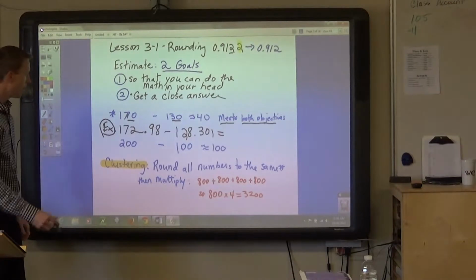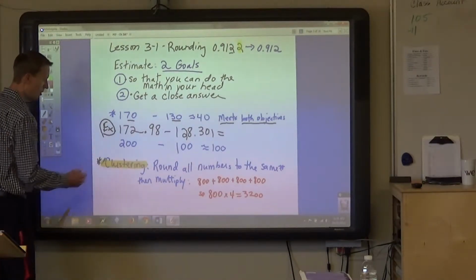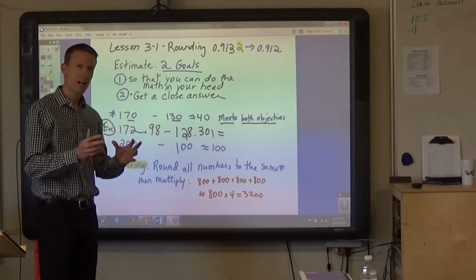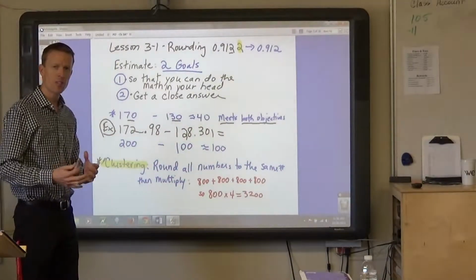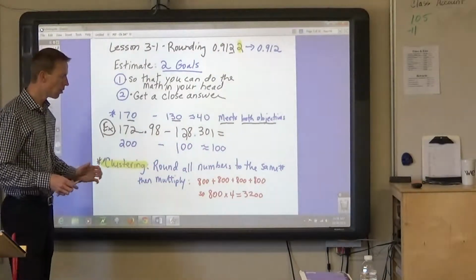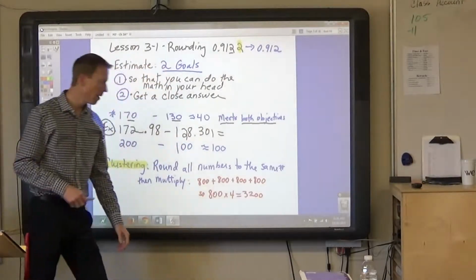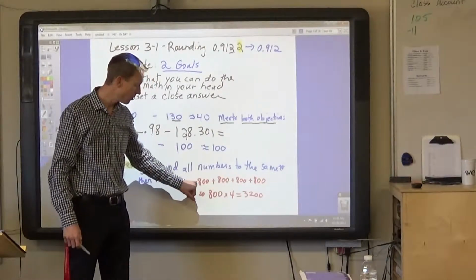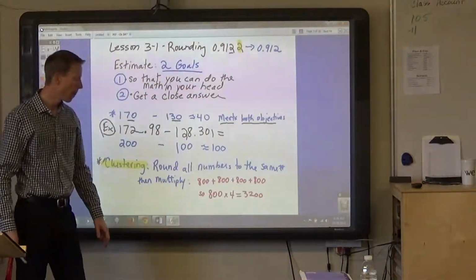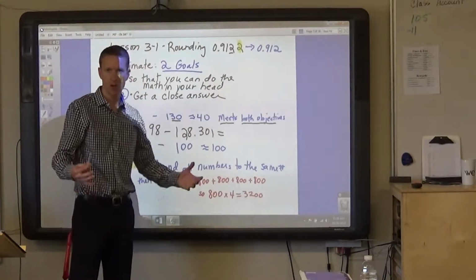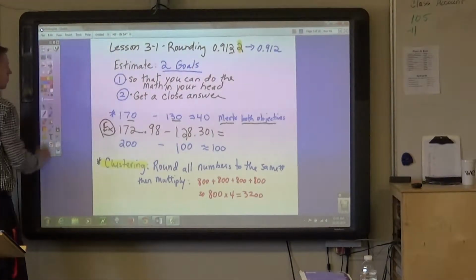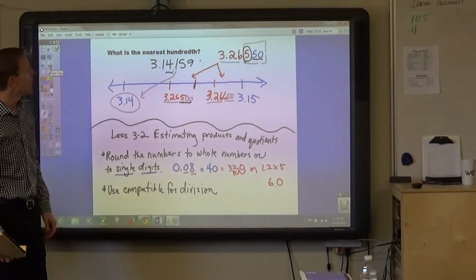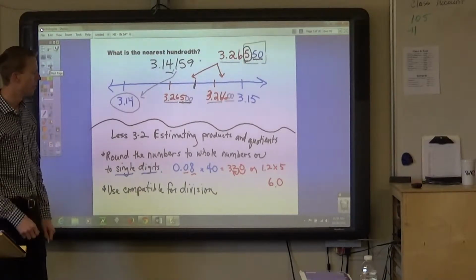Okay? Now, there's another method called clustering. Clustering is where you have a group of numbers that are close to a hundreds number or a tens number, and so you can round them all to the same number and then multiply. If we had numbers that were all close to 800, it would make sense to round them all to 800 and then multiply by however many numbers you have. That method's called clustering.